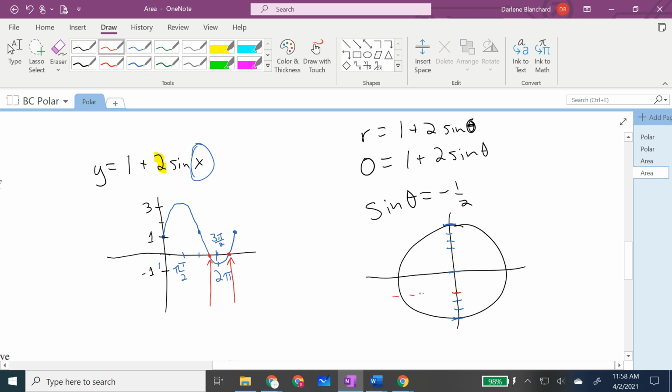-1/2 puts us at pi/6 beyond pi and pi/6 prior to 2 pi. We've got our angles.